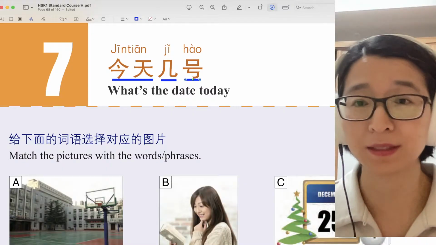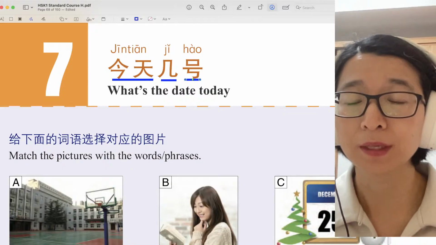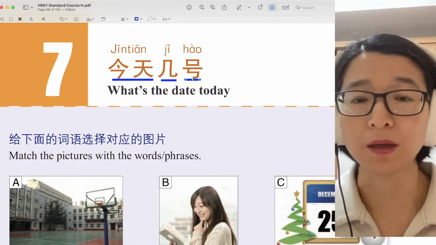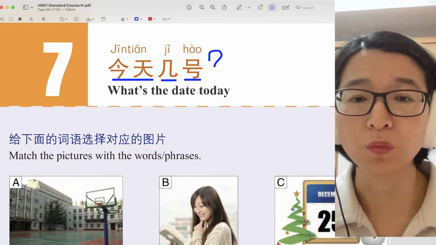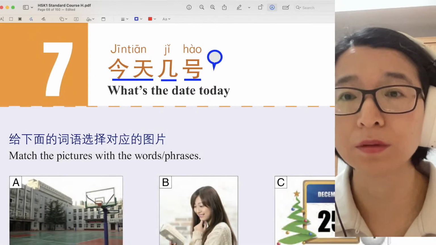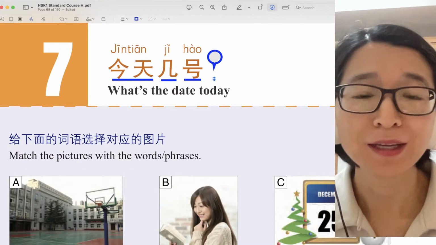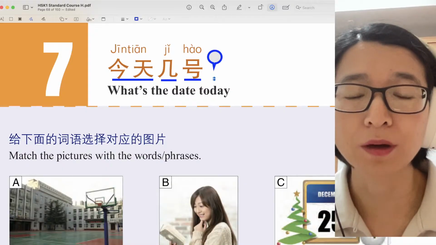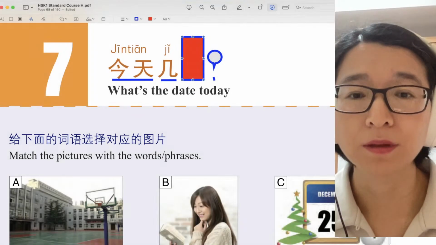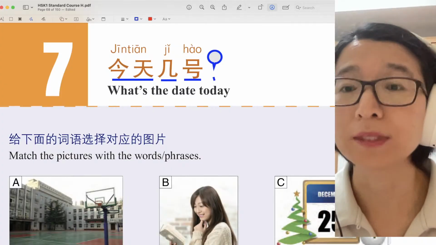Yeah, date. For example, today is April 24. So to answer it, we can say 24号. And to ask this question, we need to say this 号 as well. 号. Does it look like a question mark? Maybe. Okay, this word 号. So 几号?